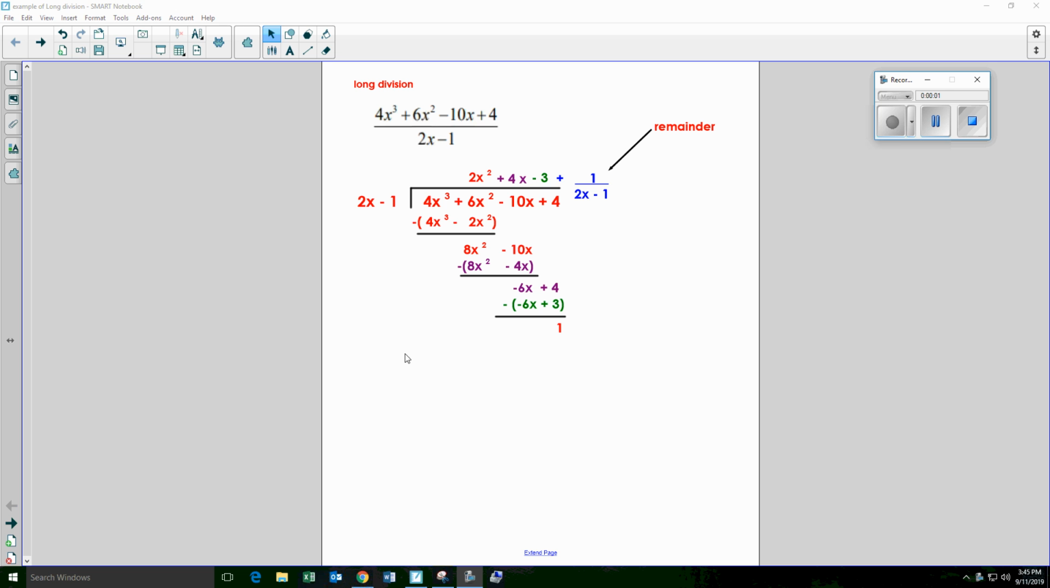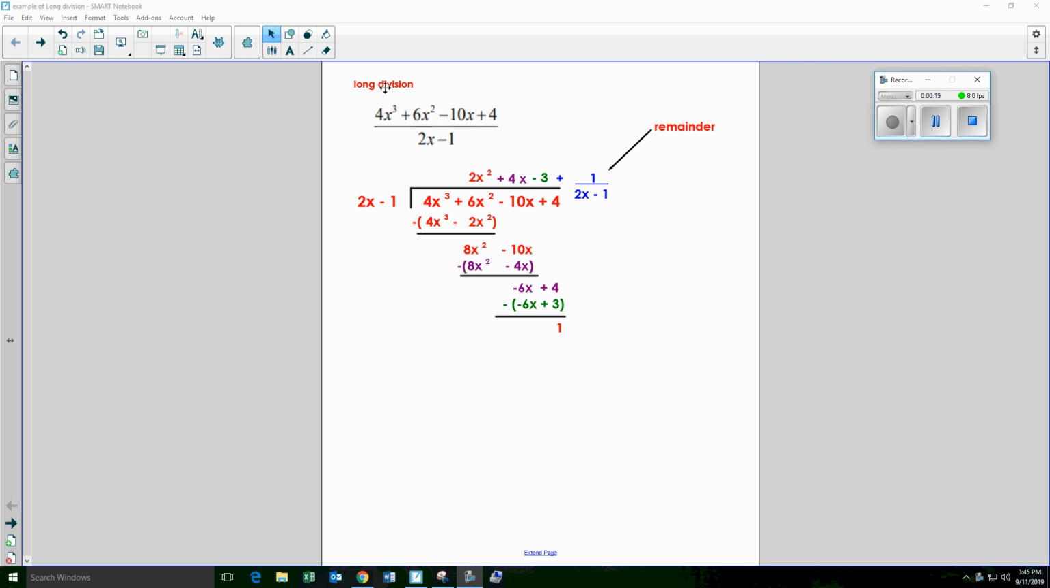Good morning, students. I'm going to show you one example of long division of polynomials. Now, when you have long division, there's a couple things. There are two ways of doing division, long division and synthetic division, if you're not including factoring and trying to reduce it through factoring.